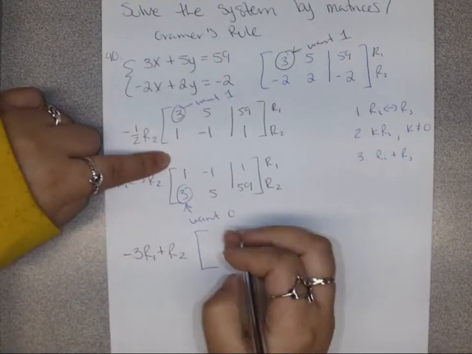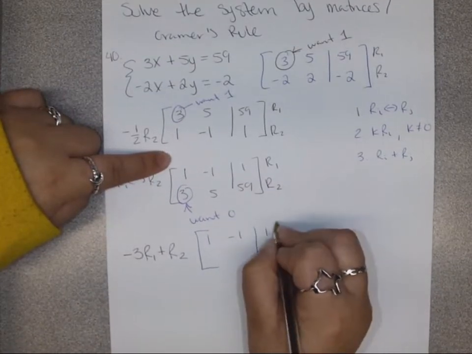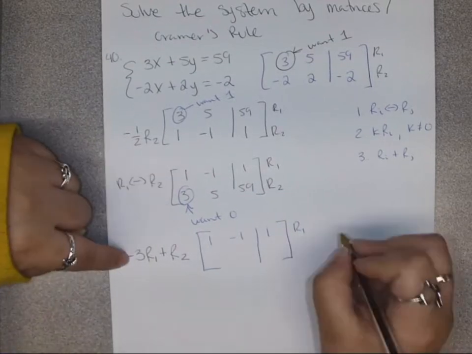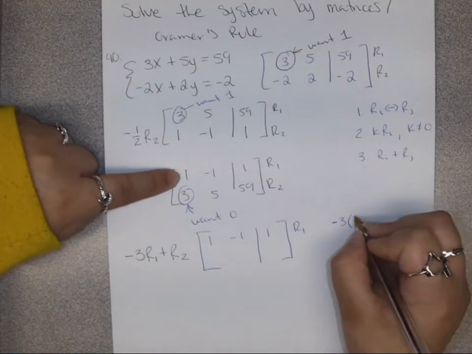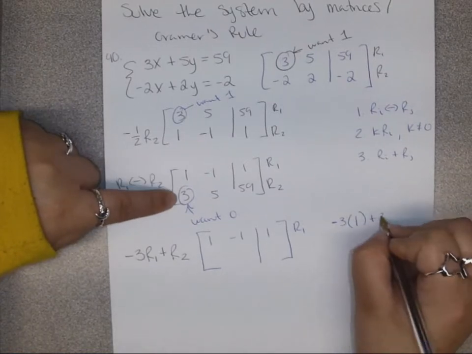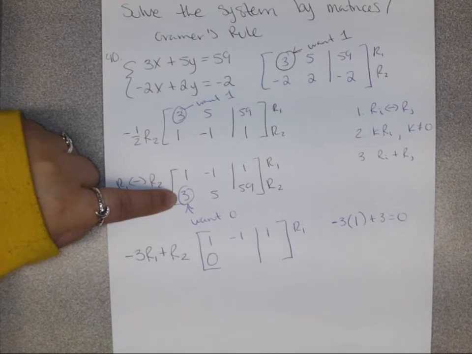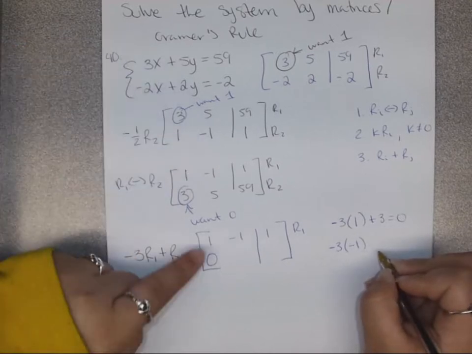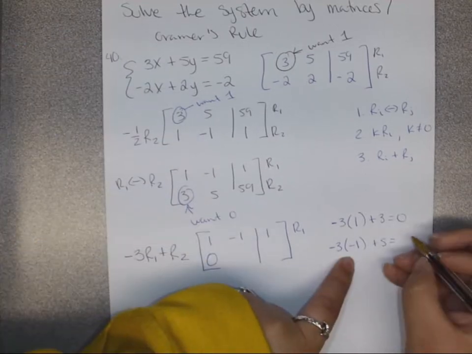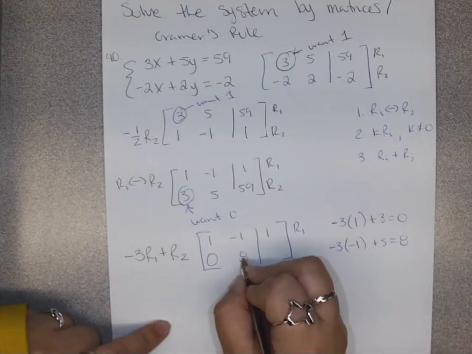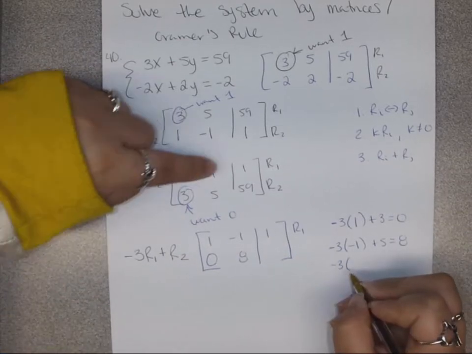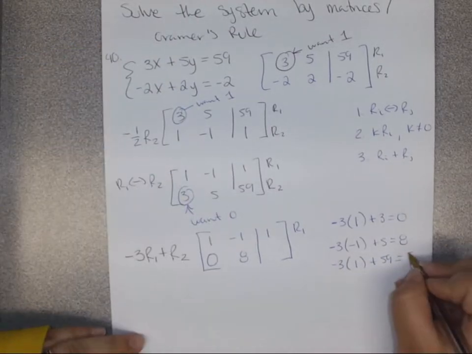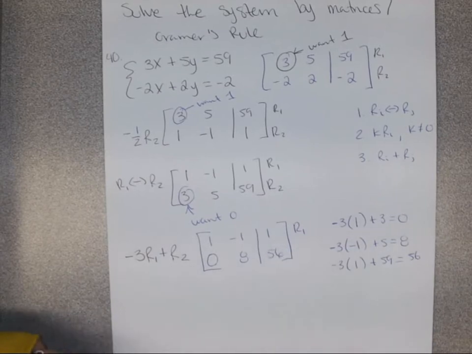So we end up with, we're not changing row 1, that one's done. There's nothing else we need to do there. We're changing row 2. So we're going to take -3 times 1, and add it into 3. That's how we get the 0 we wanted. We're going to take -3, multiply it by -1, and add it into 5. So we end up with +8. We're going to take -3, multiply it by +1, and add it into 59. So that's how we end up with 56.